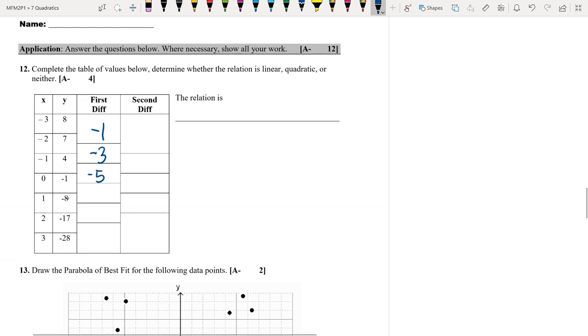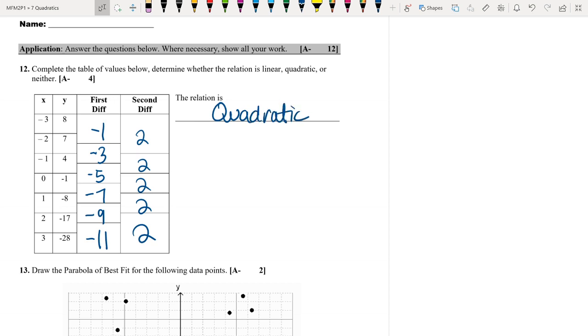What's the difference between negative 8 and negative 1? That gives me negative 7. What's the difference between negative 17 and negative 8? Gives me negative 9. And the difference between negative 28 and negative 17 gives me negative 11. What are the second differences? 2, 2, 2, 2, and 2. Therefore, this relation is quadratic because all the second differences are the same.